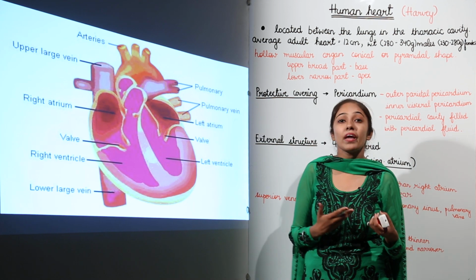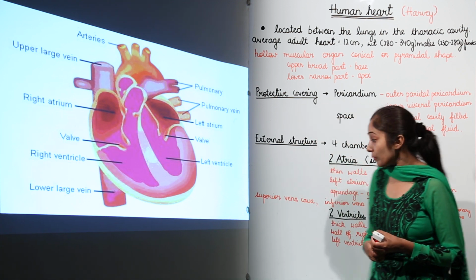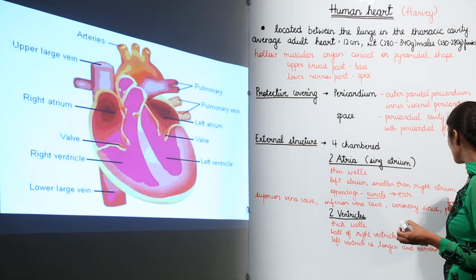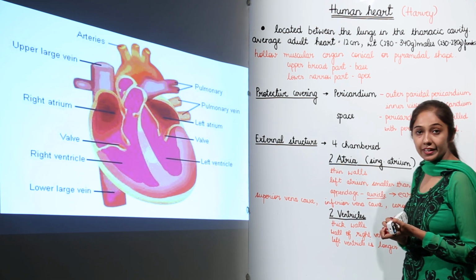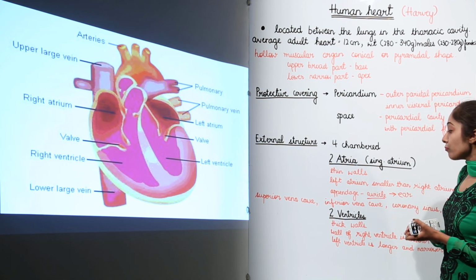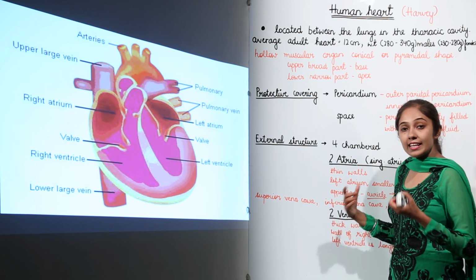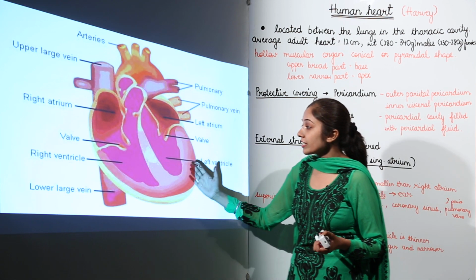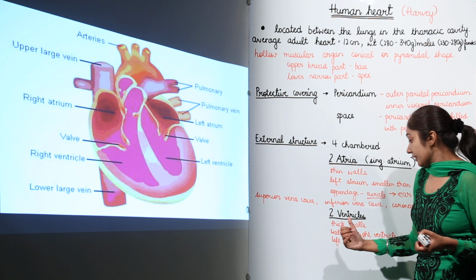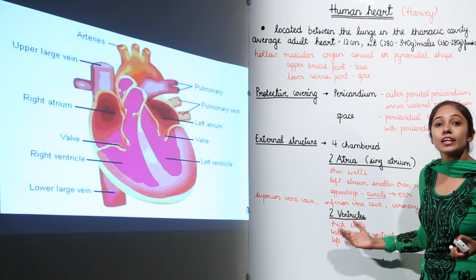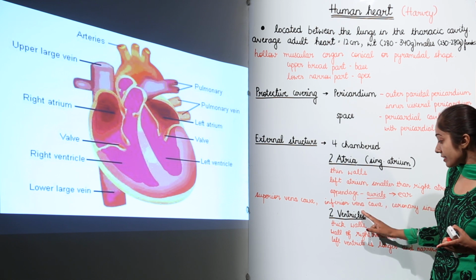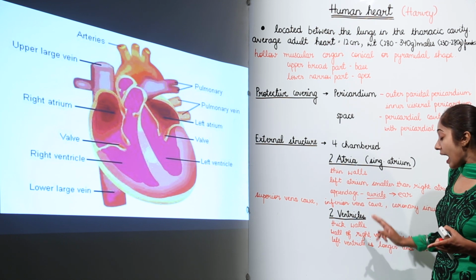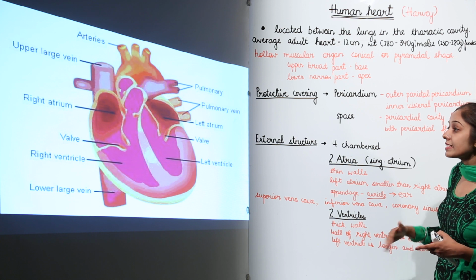We have 2 pairs of pulmonary veins, right. Moving on to the ventricles. You can see the left ventricle and the right ventricle. The ventricles have thick walls. The atria have thin walls, but the ventricles have thick walls, and the wall of the right ventricle is thinner.